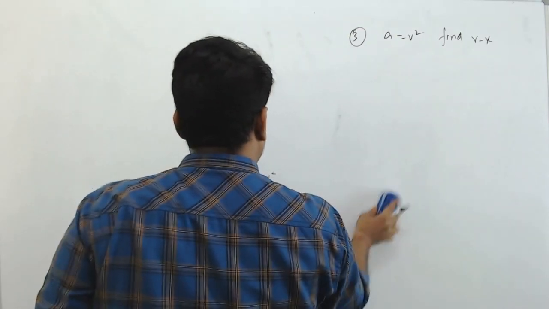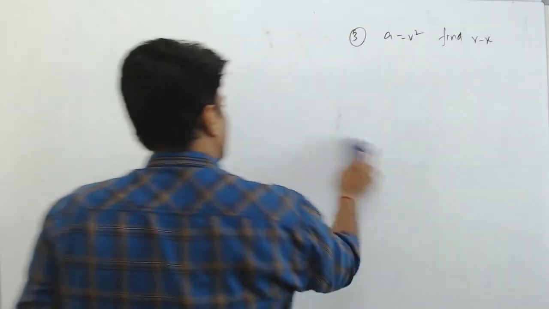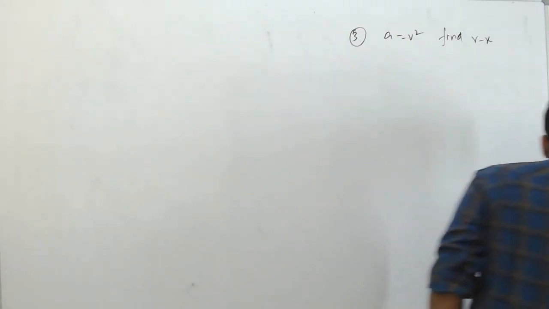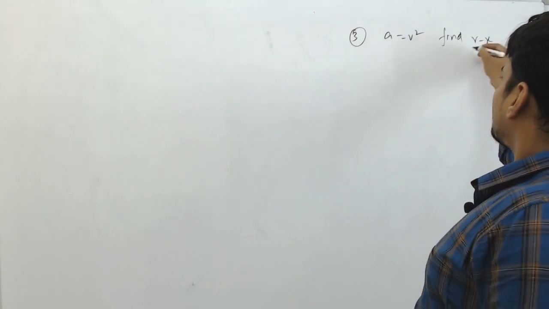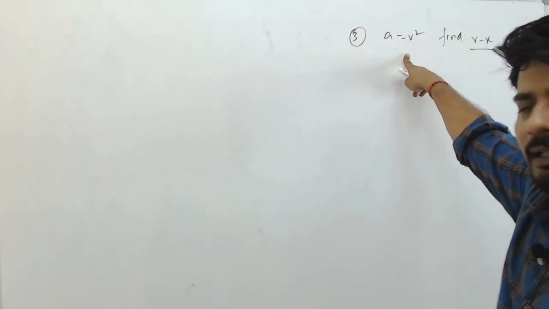I would just clean it down. हाँ जी, हो गया आप लोग का? I'm sure you must have given it a try. अब थोड़ा इसको सॉल्व करते हैं. a is given in terms of v square. I want vx. How can I find the relation between v and x?